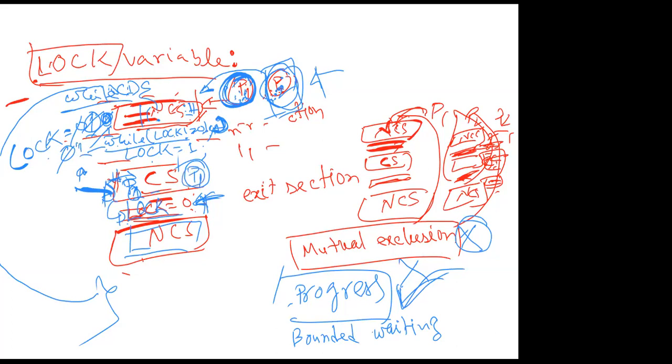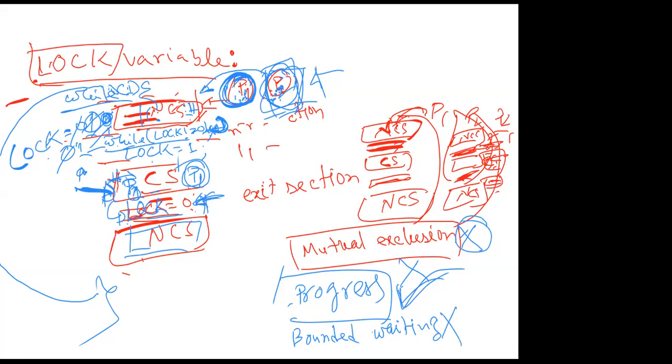Okay, and let's say by this time P2 is scheduled by the CPU. Still P2 will execute this while loop. Okay, it will see that P1 is still in the critical section. But P1 executes this critical section again and again, and can make the process P2 starve or block. Okay, so bounded waiting is not satisfied by the lock variable.